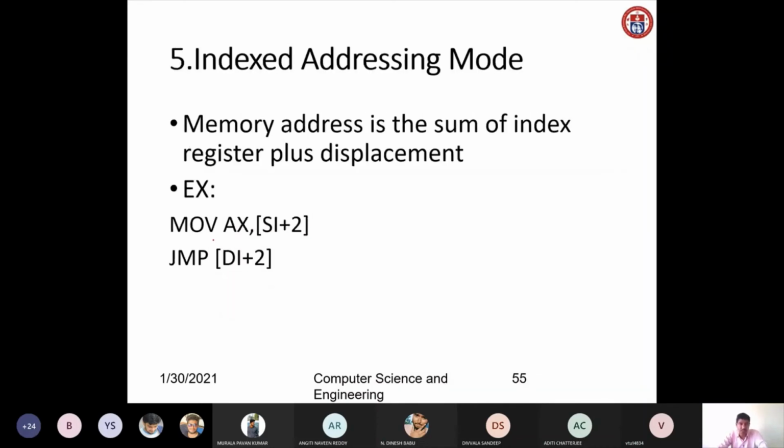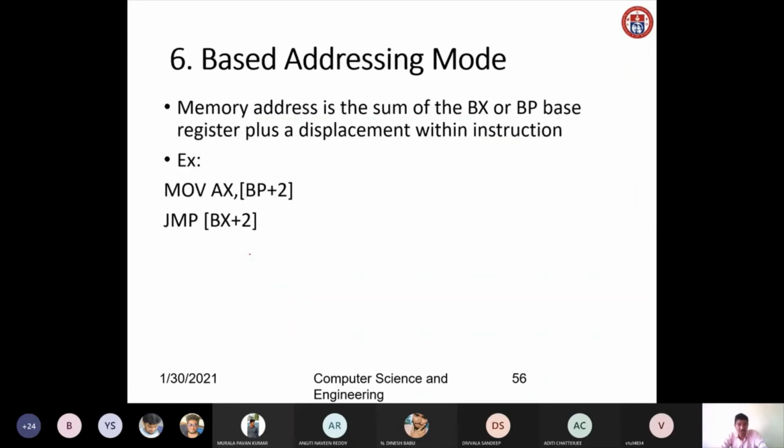Then the indexed addressing mode. Here the memory address is the sum of the index register plus displacement. This is your index register and this is your displacement. Similarly here DI is an index register and 2 is a displacement. So both will be added. Then the next one is the based addressing mode.